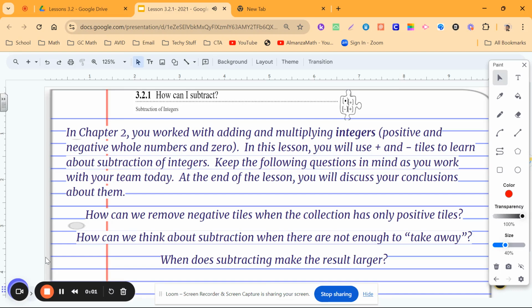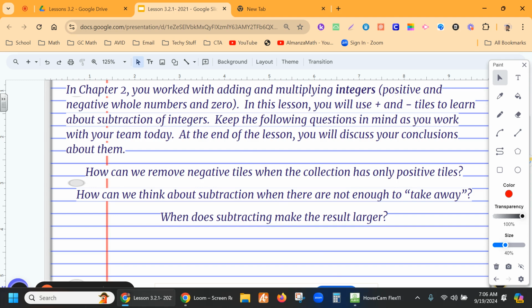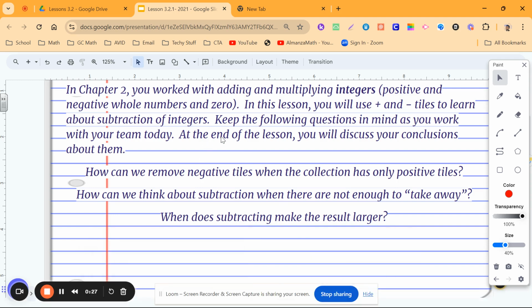In today's lesson, we are going to do lesson 3.2.1, which is diagramming subtraction. We worked in a previous lesson on how to show diagramming of adding, and we're going to be using positive and negative tiles to show the subtraction. And notice the subtle difference between the diagramming of subtraction and addition. Okay, so let's start with the first slide.